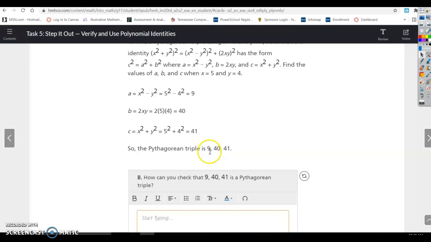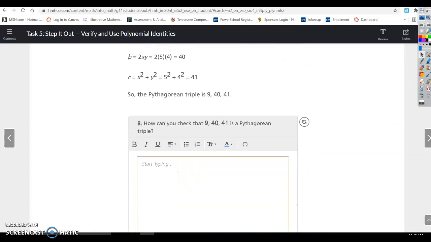So if you do 9 squared plus 40 squared, that should equal 41 squared. Remember, the 2 side lengths are shorter than your hypotenuse. The hypotenuse is always the longest side. So how can you check if this is a Pythagorean triple? Just like what I just said, do 9 squared plus 40 squared and see if that equals 41 squared. And it does, so that is a Pythagorean triple. If you have any questions about the identities, please let me know.